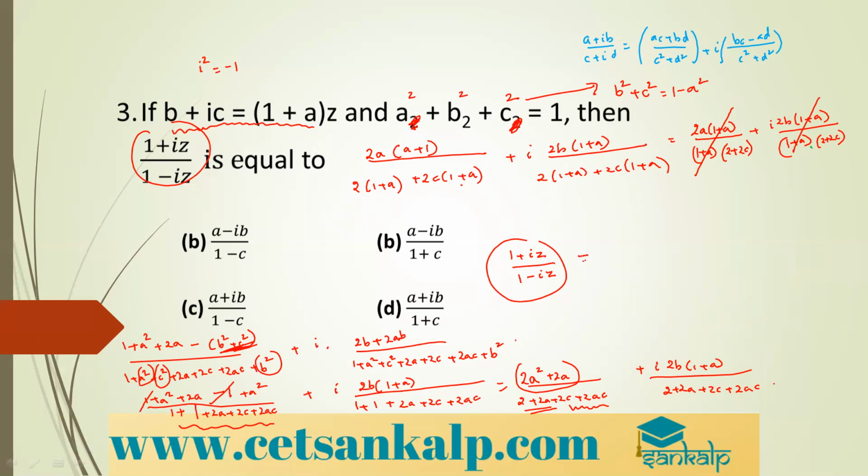Okay, so I was finding 1 plus iz by 1 minus iz as per the question. So I will have 2A by, take 2 common, 1 plus C. Then plus I into 2B by, again take 2 common, 1 plus C. So 2 also cancels. And finally, 1 plus C is the common denominator, A plus iB is left. So that belongs to option D.